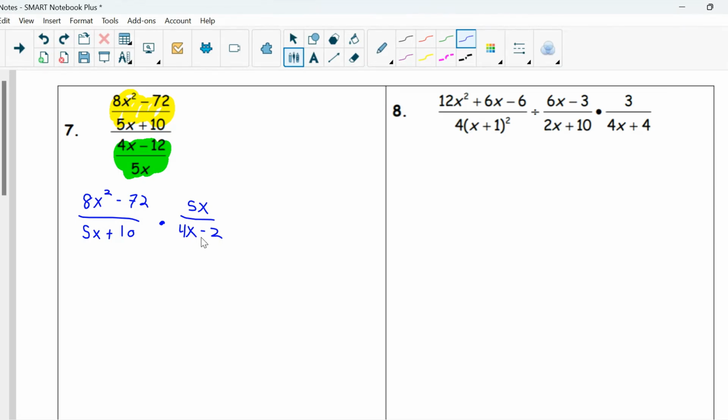All right. So the next step for this one is we have a lot going on. So I'm starting to take a look at some of these. And I just have a feeling that I could factor out a greatest common factor out of all three of these terms. Probably nothing I can do with 5x necessarily. So I'll just leave it for now. But a greatest common factor out of my numerator here could be 8. So if I was to factor out an 8, that's going to leave me with x squared minus 9, which is the difference of squares.